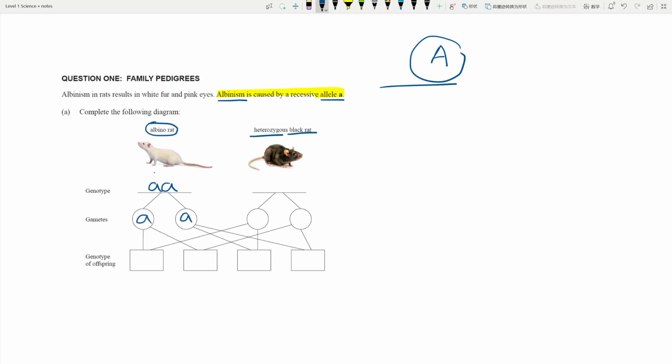When you have a heterozygous black rat, heterozygous means one of each, so you have a capital A and a lowercase a. The reason the rat appears its normal color is because of the capital A that you get given in the question.